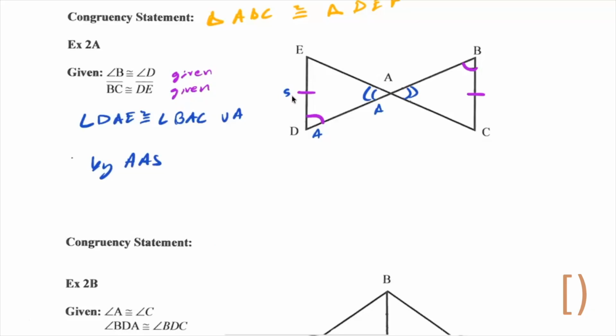So by angle, angle, side, we have triangle, it's a bad triangle, triangle DEA is congruent to, again, if I start at D and go to E, I have to start at B and go to C. BCA. Right, so for sure the A's have to match each other. So I start at D, D matches to B, so let's go first, and so on.